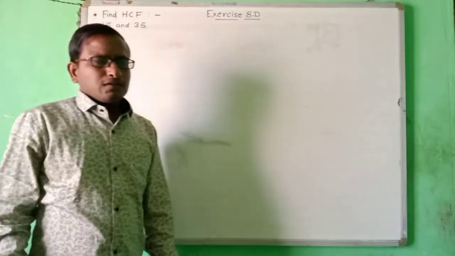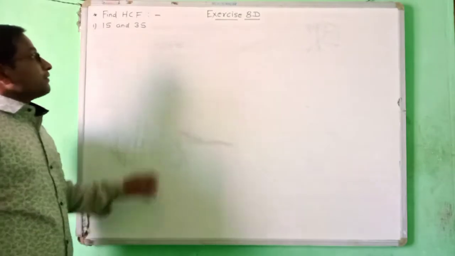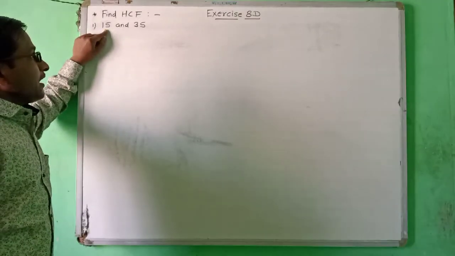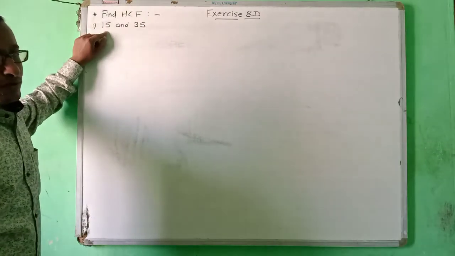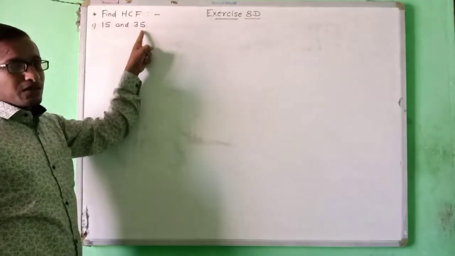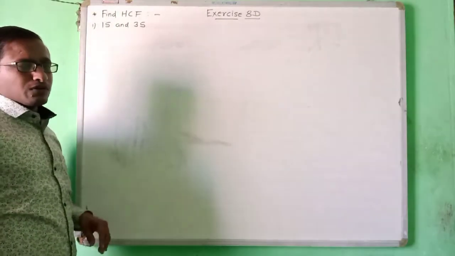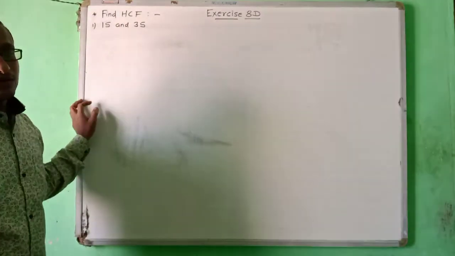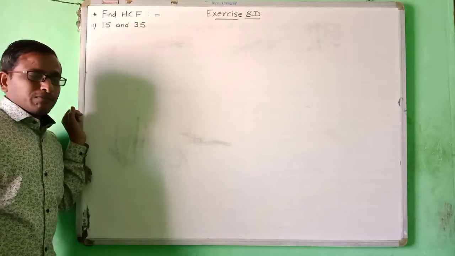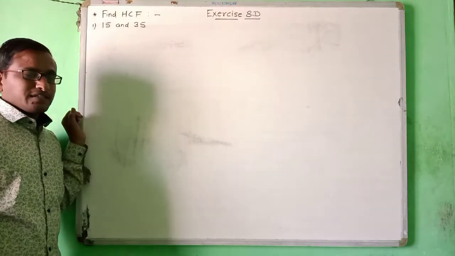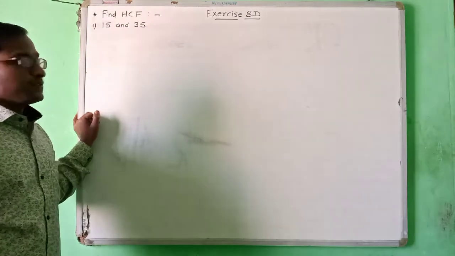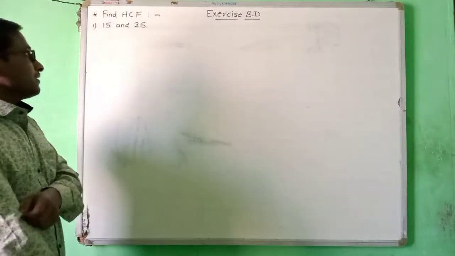Good morning students. Today we are going to learn how to find the highest common factor of 15 and 35. First you find the factors of 15 and then find the factors of 35. You know the divisibility test for 5: if the unit place is 0 or 5, the number is divisible by 5.